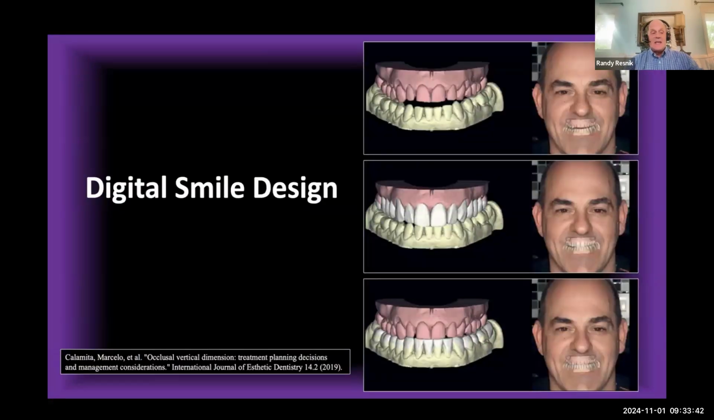Digital smile design is very commonly used. What is so significant about digital smile design? So we can take a patient's smile, evaluate the position of the teeth, and also take into consideration the soft tissue aesthetics of the patient. So evaluating how much we can open the patient, what that does, not only to the function, but also to the aesthetics of the patient.